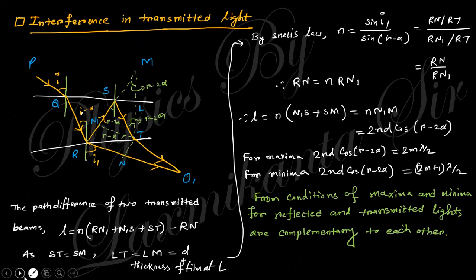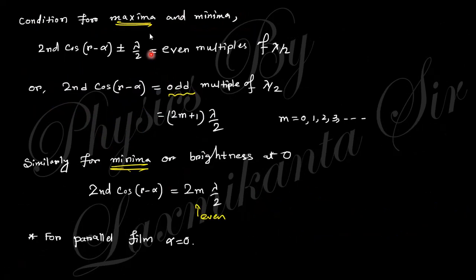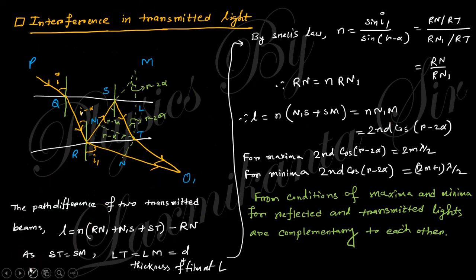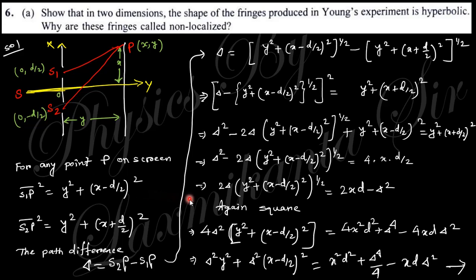That is the condition for reflection. Maximum in case of reflection is the condition for minimum in case of transmitted. Next question says, in 2 dimensions the shape of the fringe produced in Young's experiment is hyperbolic. Why are these fringes called non-localized?